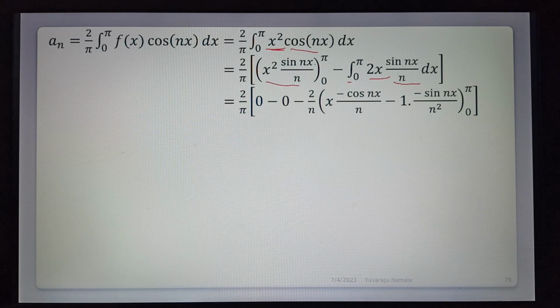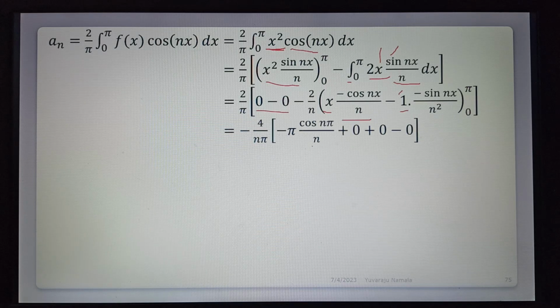Substituting the upper limit, sin n pi is 0, minus sin 0 is 0. Next, 2 by n common, the constant, minus 2 by n, again by the u v method, x into sin nx. So x into the integration of sin nx, which is minus cos nx by n, minus the derivative of x, which is 1, a constant, into the second integration, minus sin nx by n square, limit 0 to pi. So 2 by n common, minus 2 by n common, minus 4 by n pi.